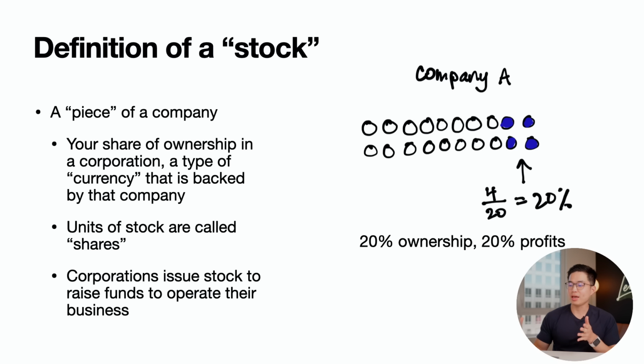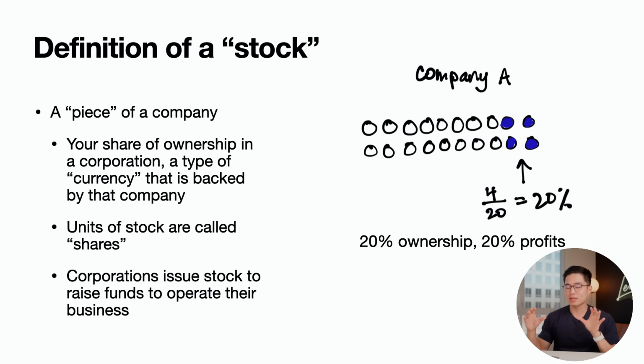So let's say you have company A, they have 20 shares available for their company, and you own 4 of those 20 shares. That means you're going to have 20% ownership in this company, and that means you're going to have 20% of the profits.